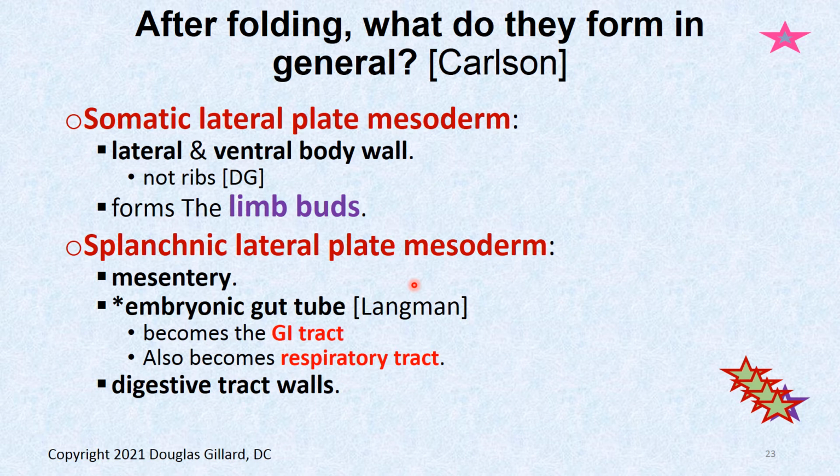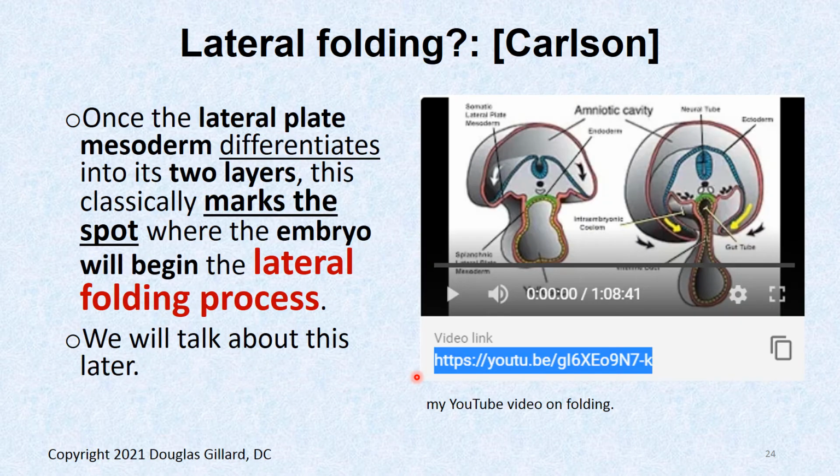Some authors will say the splanchnic lateral plate mesoderm forms the respiratory tract. It's true in a way, that's where it comes from, but the respiratory tract buds off of the gut tube. So I should put gut tube instead of GI tract here. Gut tube it should be. Oh, I did right here, embryonic gut tube, and that's the GI tract. But the foregut actually turns into the respiratory tract and the digestive tract walls as well.